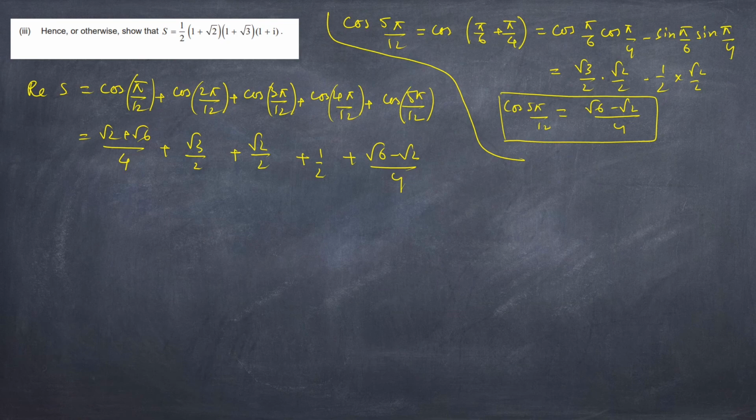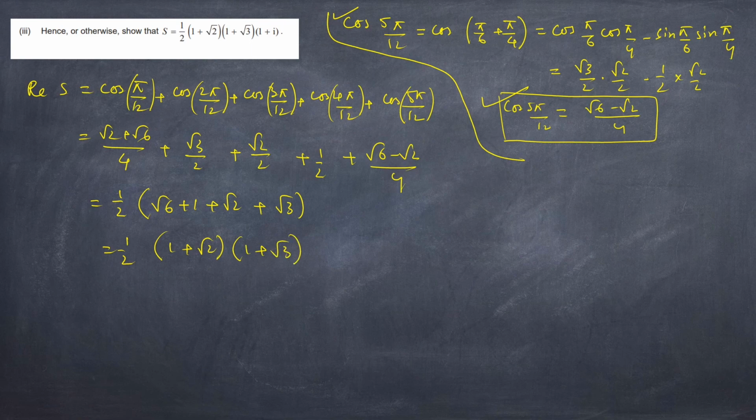To find the value of this part, we have calculated it already. So from here we can write 1 by 2, then root 6 plus 1 plus root 2 plus root 3. Just simple common factor here. So we can write 1 by 2, then 1 plus root 2 into 1 plus root 3.